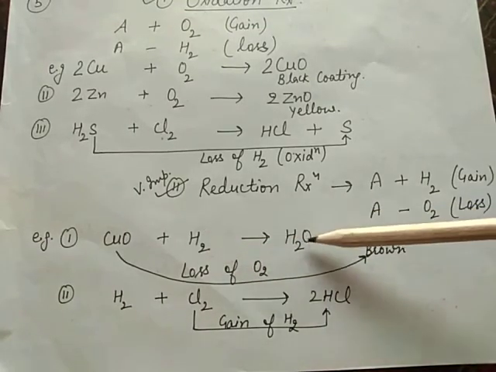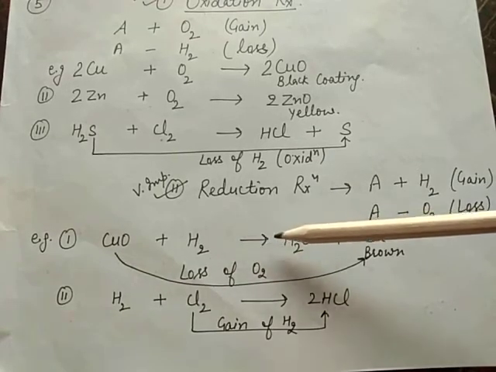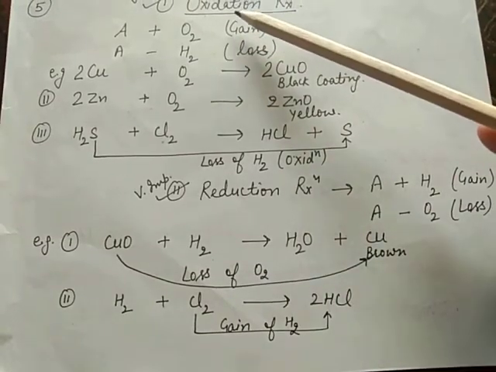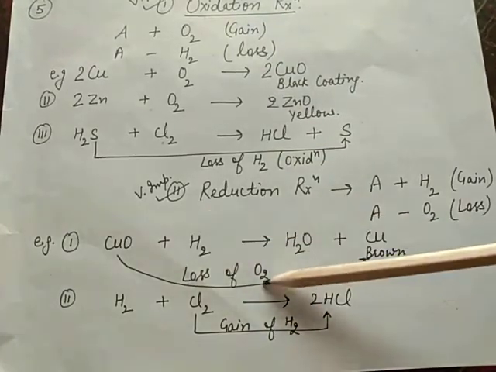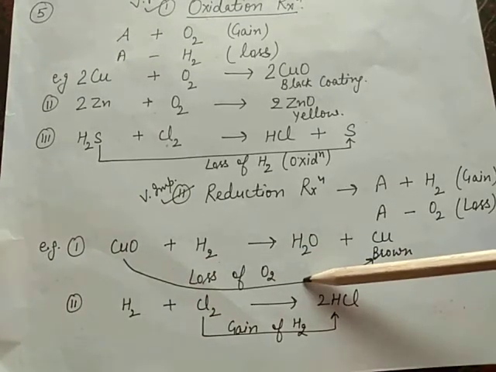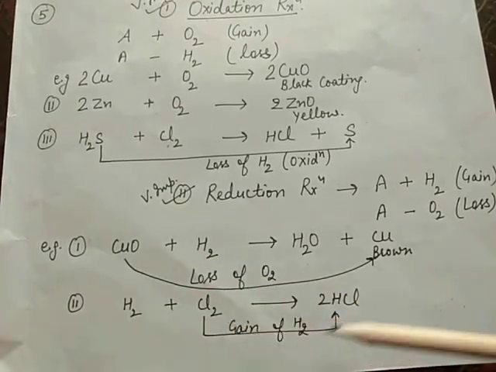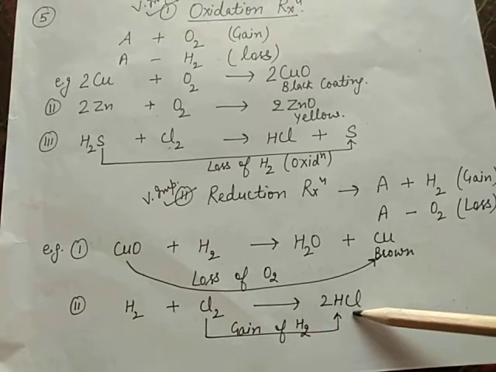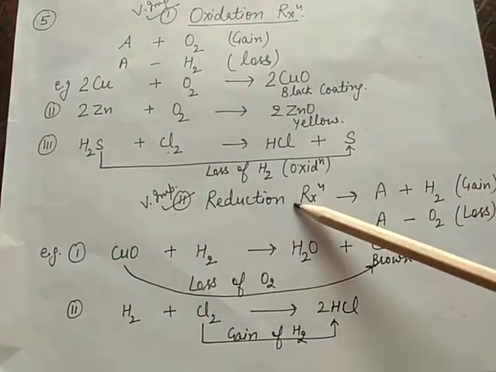H2 changes into H2O. Here the addition of oxygen, means gain of oxygen, means the oxidation. In this reaction, in the first step oxidation takes place and in the second step reduction takes place. Take second example of reduction. H2 plus Cl2, arrow sign 2HCl. Cl2 changes into HCl, means gain of hydrogen, and gain of hydrogen is the reduction process.